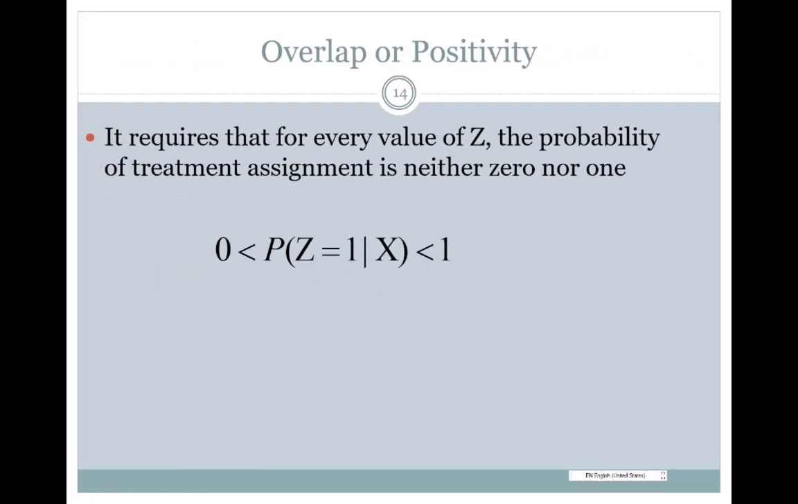Now, related to that assumption, we have the assumption of overlap and positivity, which requires that the probability of treatment assignment is not zero or one. In other words, no participant should be guaranteed to receive the treatment or not to receive the treatment. They have to have a probability strictly between 0 and 1.